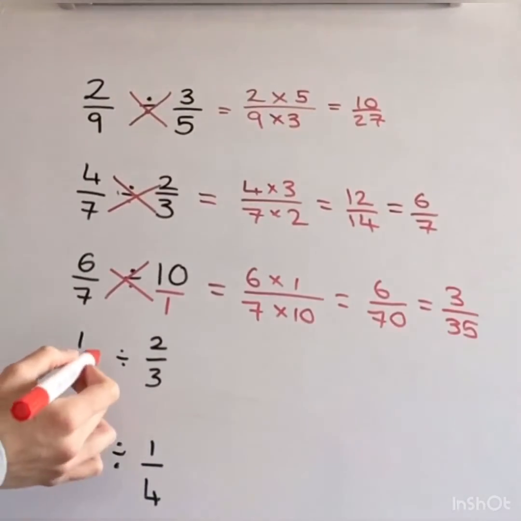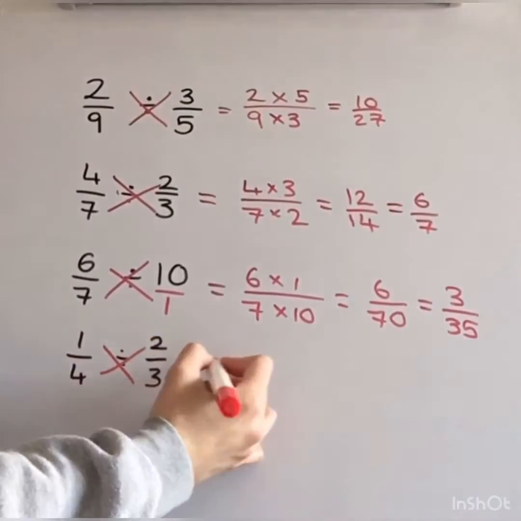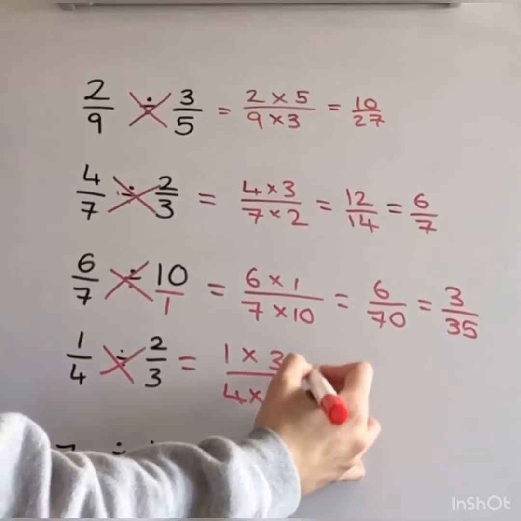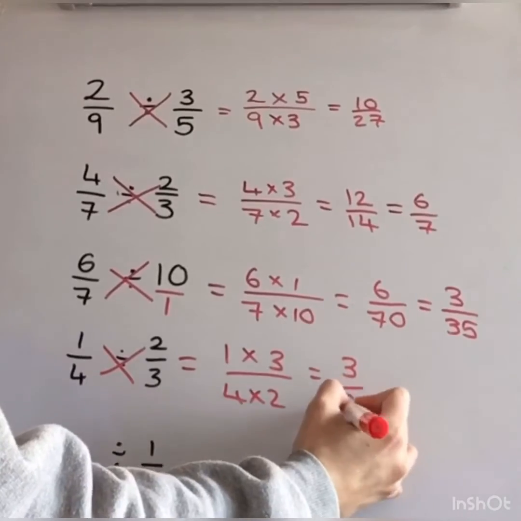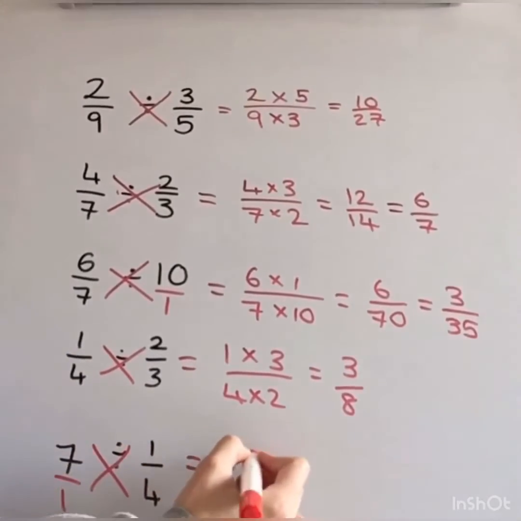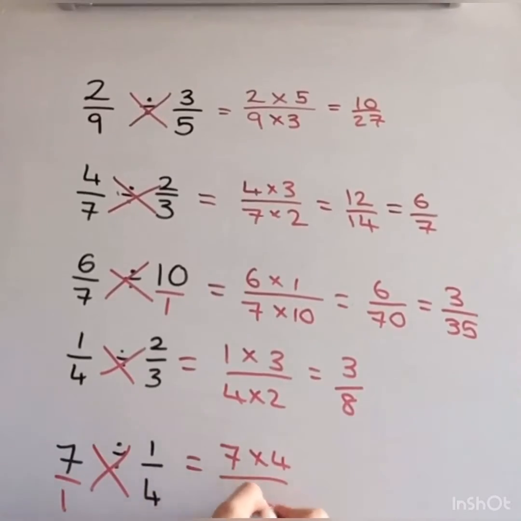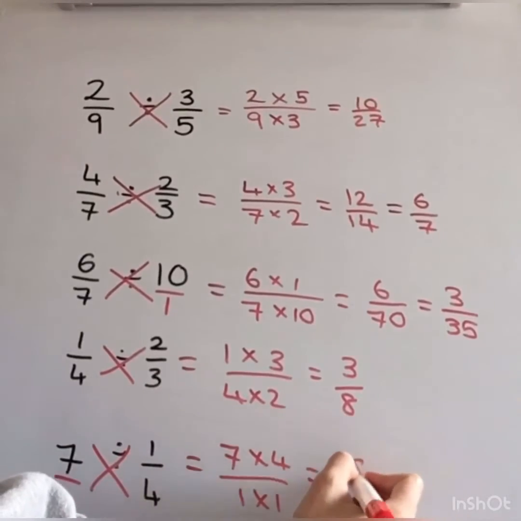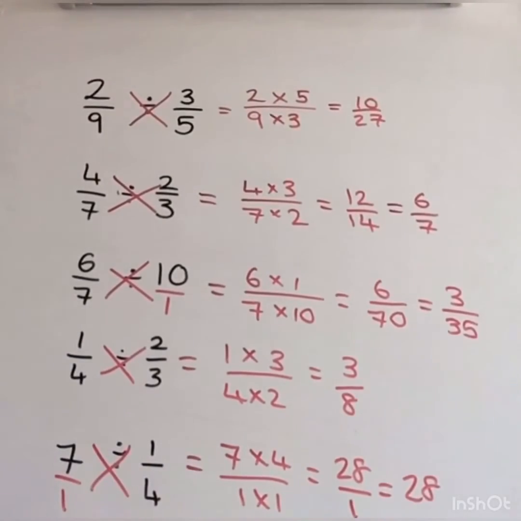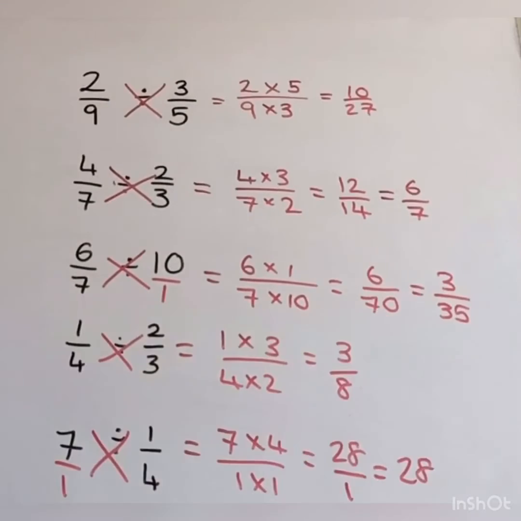And then the next question, again, times across the diagonals. So we do 1 times 3 and 4 times 2. So we get 3 over 8. And for the final question, we do 7 times 4 and 1 times 1. So we get 28 over 1. Remember, 28 over 1 ends up being 28 wholes.